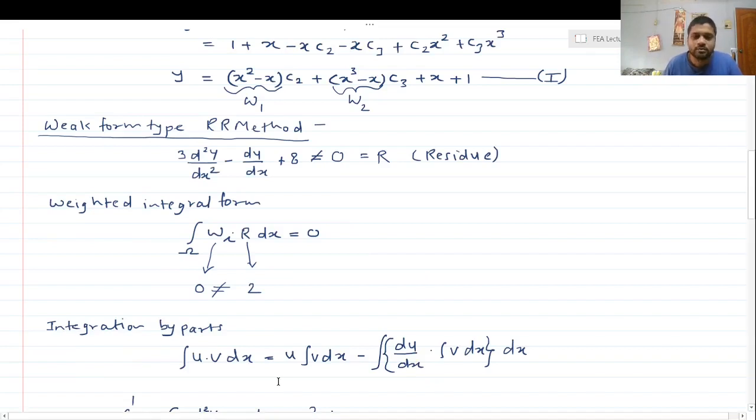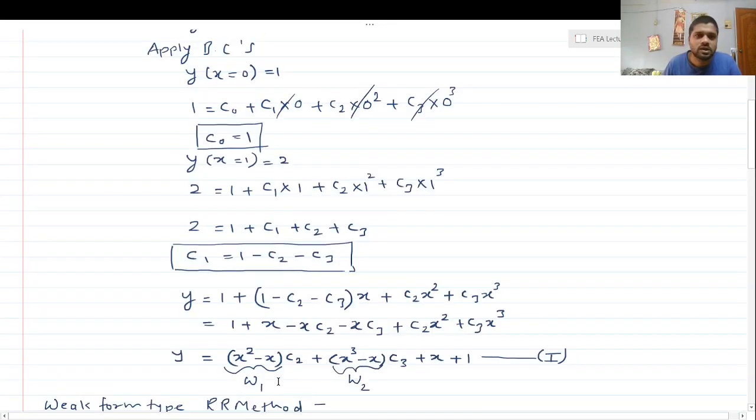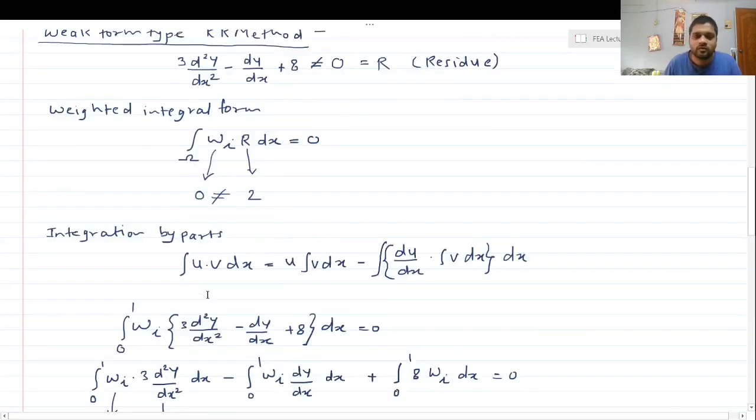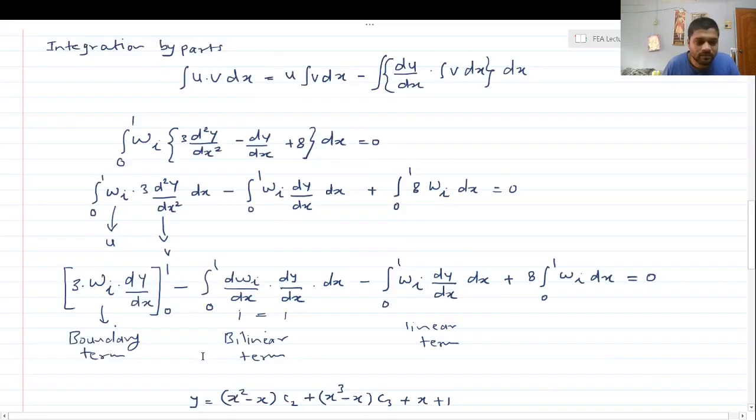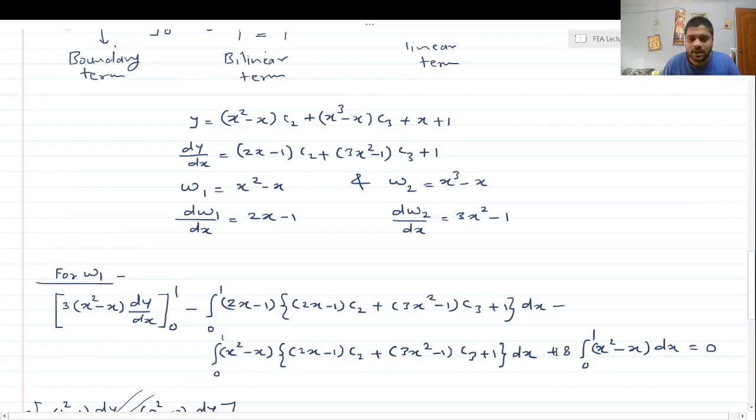So all those Galerkin, Petrov-Galerkin, subdomain, least square, collocation are called non-weak form type methods, and only the RR method is called a weak form type method, because in the RR method we are applying integration by parts to reduce the differential order of the equation and increase the differential order of the weight function, and to equalize them in this particular way. And in turn we get all of this, which is very important to convert these sets of equations into matrix equations in the finite element method.